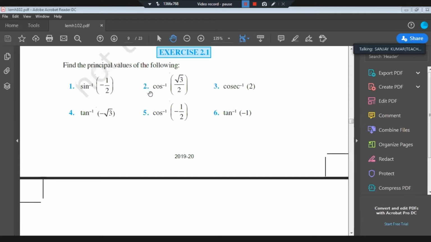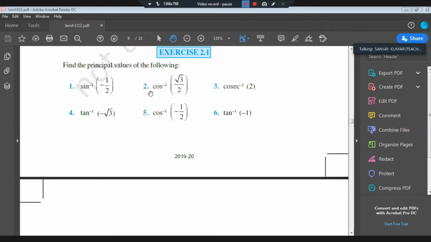So 2.1 is based on the first type. तो जिन स्टूडेंट्स को अभी तक नहीं आया है तो they can start from 2.1. 2.1 is a very easy exercise. That is sine inverse of minus half. This is directly based on the table. You can use the table for it, and the table is very easy. This is a very easy question.